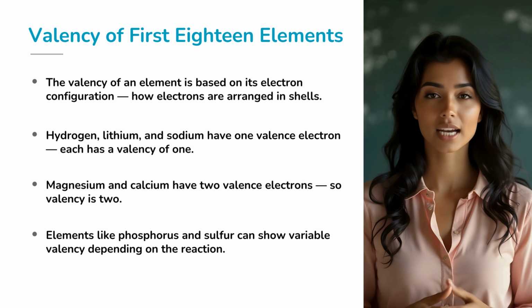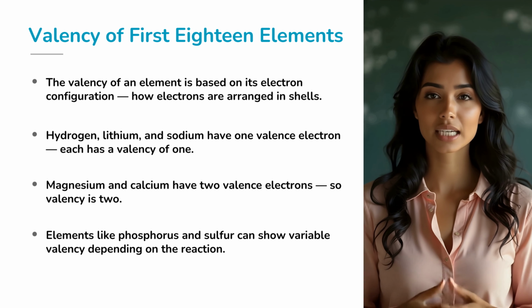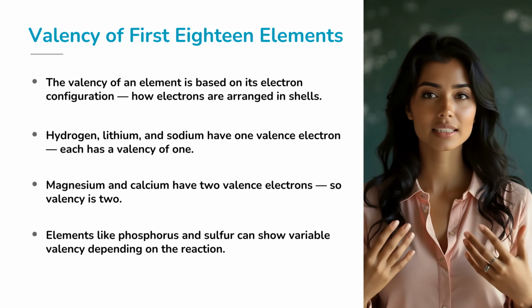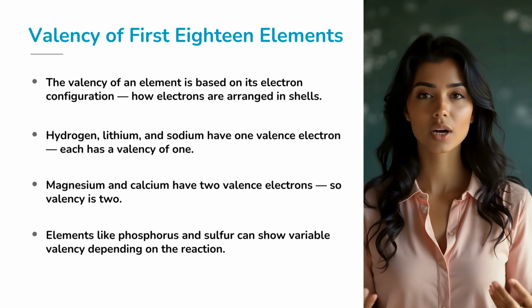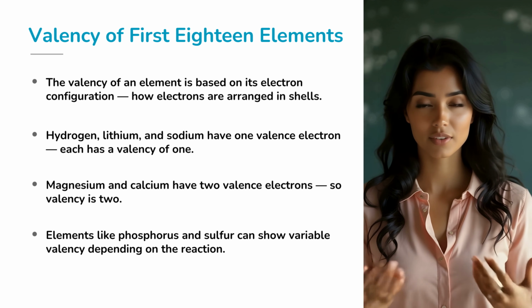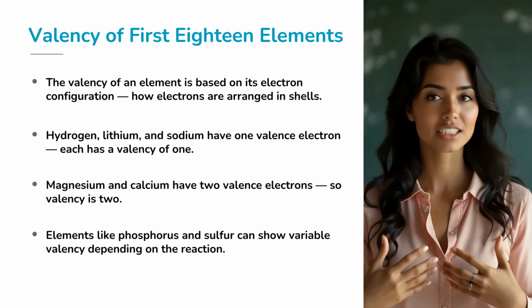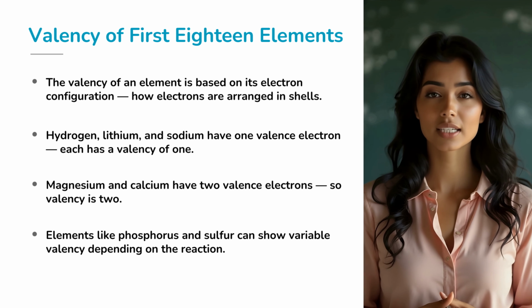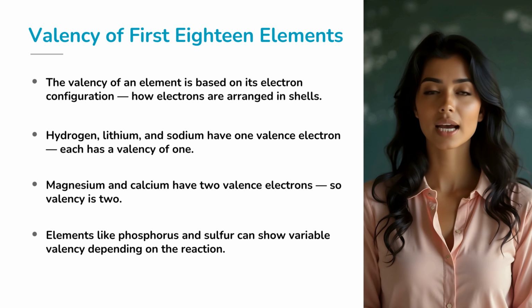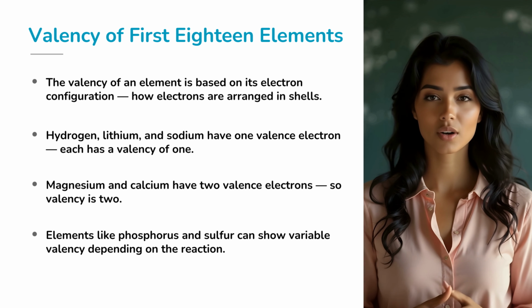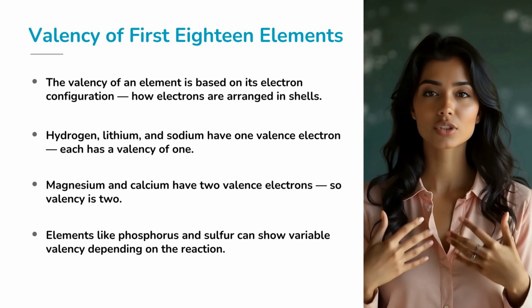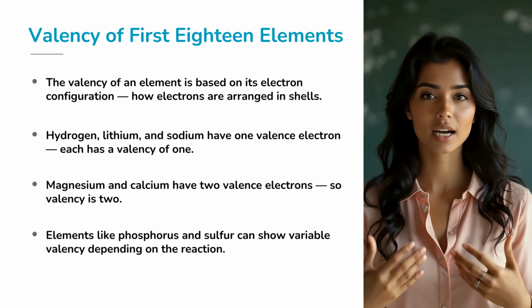So how do these ideas play out across the periodic table? Let's take the first 18 elements. Hydrogen, lithium, and sodium all have 1 valence electron, so their valency is 1. Magnesium and calcium each have 2 valence electrons, so their valency is 2. Aluminium has 3, carbon has 4, oxygen has 6, and fluorine has 7. And we use the octet rule to find their valencies.